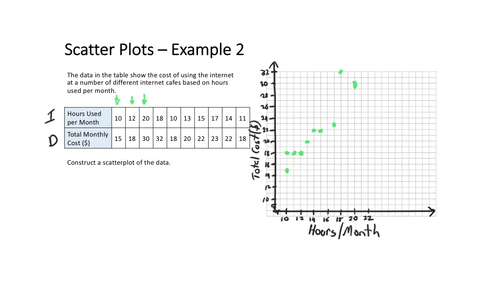So now all my points have been plotted. I can go ahead and add in my title, and my title is going to be Internet Costs at Cafes. So that completes the example of how do we construct a scatterplot based on a table of values.